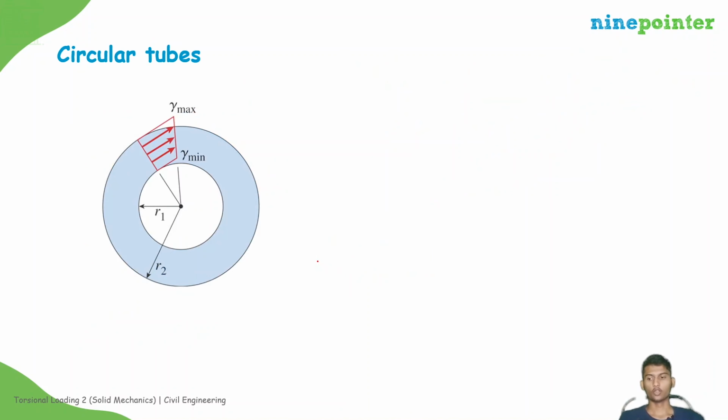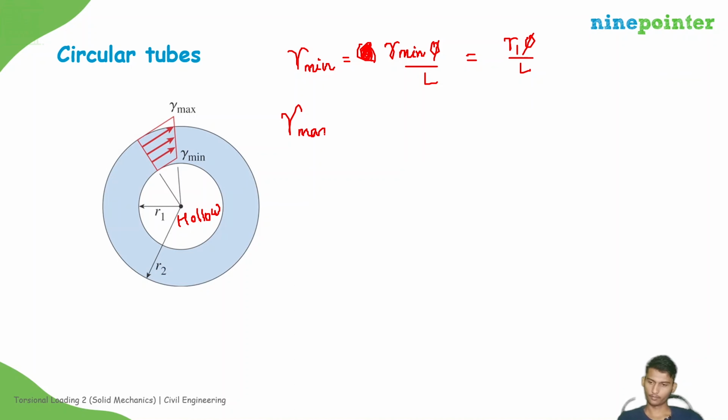for a circular bar. Now let us know about circular tubes. For circular tubes, this will be hollow. So there will be a gamma minimum value. In the previous case, gamma minimum will be 0. Here gamma minimum will be equal to r minimum phi divided by L. r minimum is R1, so R1 phi by L. Gamma max will be equal to r max phi by L, that will be equal to R2 phi by L. Right? This is about shear strains in circular tubes.